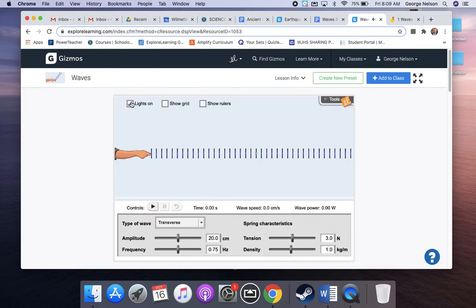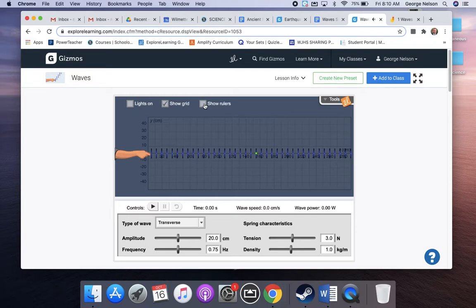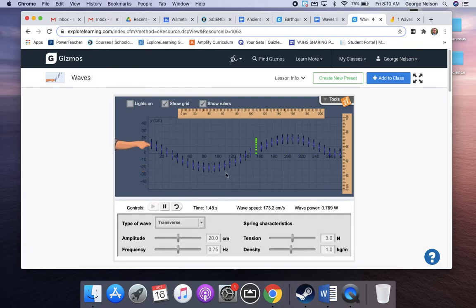I would have the lights turned off in this. I'd show the grid for some contrast. Maybe show the rulers for a little distance. Here is transverse, which is our S wave. Notice the green line. That's the reason why I turn off the lights, because if you leave them on, it's hard for them to see. But here, notice the motion. Notice the speed. And then if I flip it and go to longitudinal, which is a P wave, notice the motion. Interesting. I wish we could have done this lab with a Slinky. Notice the speed. Notice what's going on.